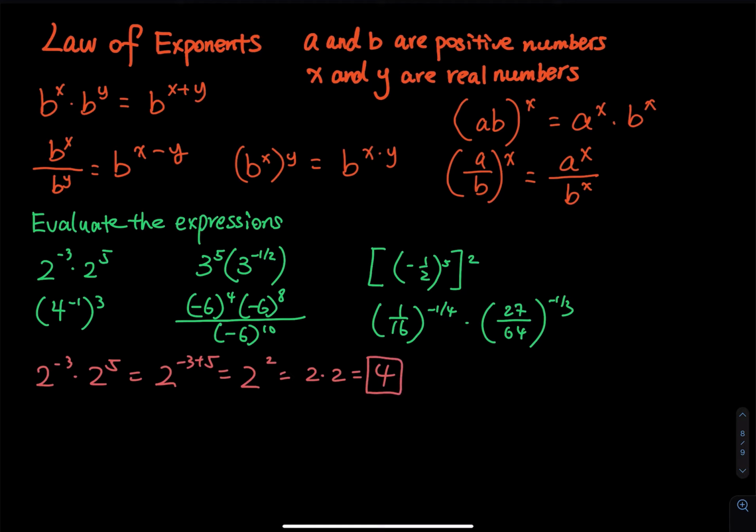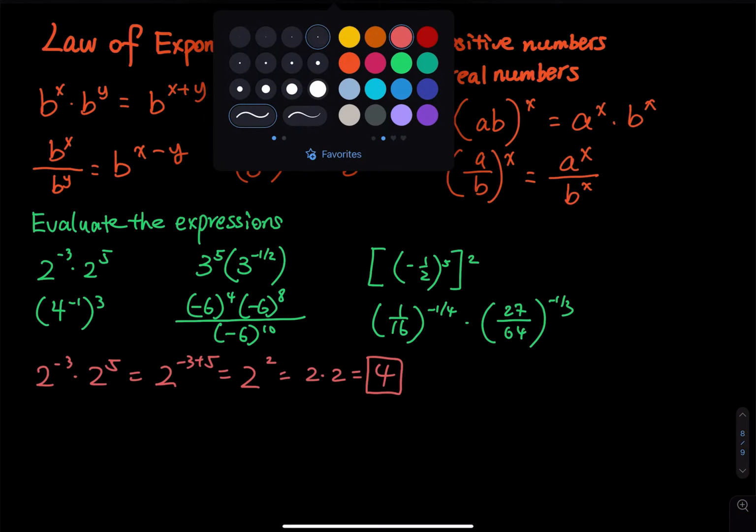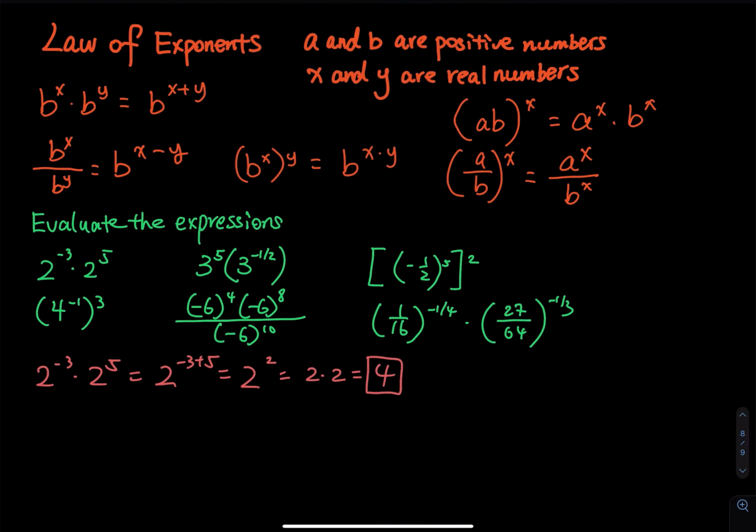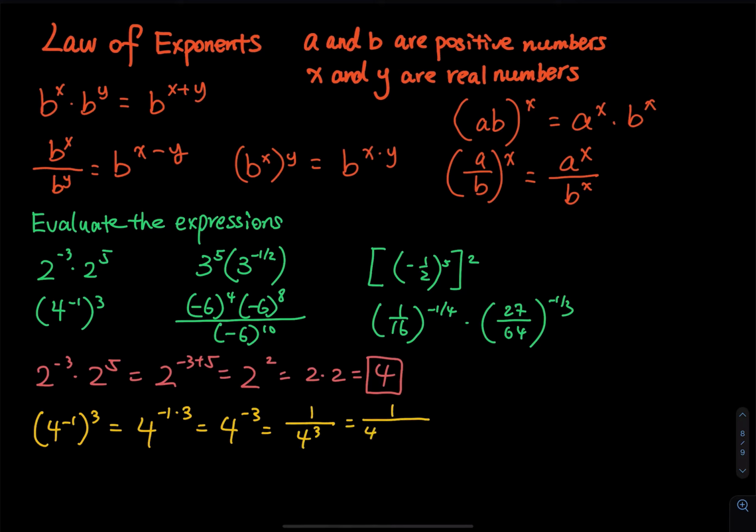And then the next one, let's switch color. So you have 4 raised to the negative 1, to the third. So in this case, you will be multiplying the exponents. So that is 4 raised to the negative 1 times 3, which is 4 raised to the negative 3. So that is 1 divided by 4 to the third, negative exponent. So that is 1 divided by 4 times 4 times 4. That is 1 divided by 64. Just keep that in fraction, don't worry about the decimals.